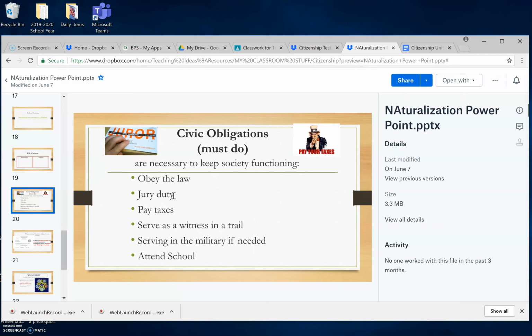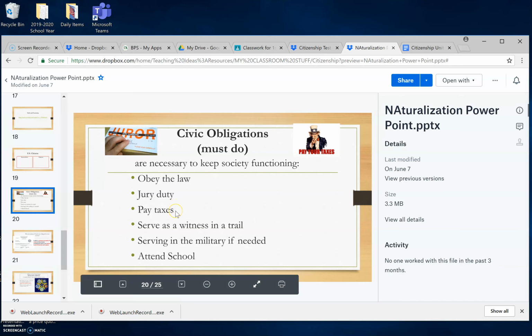We serve on juries, not just because it's fun. Really, it's not. You're chosen. But you serve in these juries because it is the person's right that is standing trial. It's their right to be heard. So we have to fulfill those obligations. If you're summoned for jury and you don't show up, guess what? You're going to get a warrant out for your arrest and you can go to jail. Not good. You have to pay taxes.